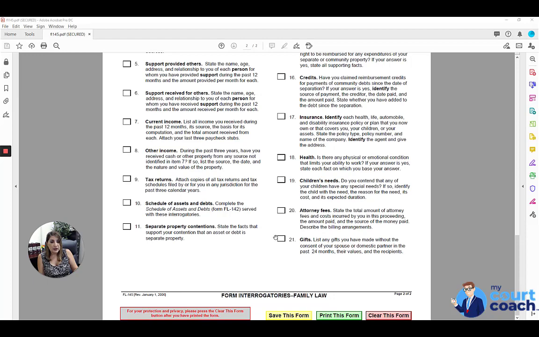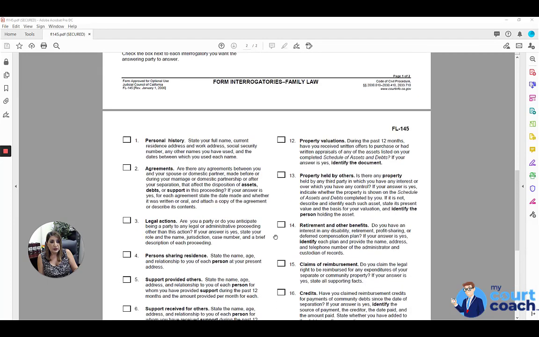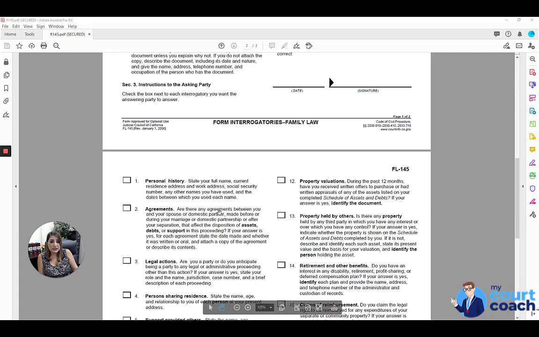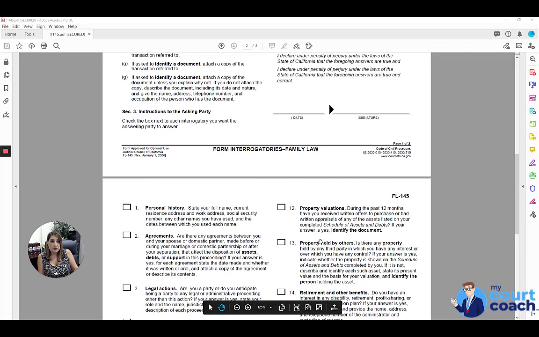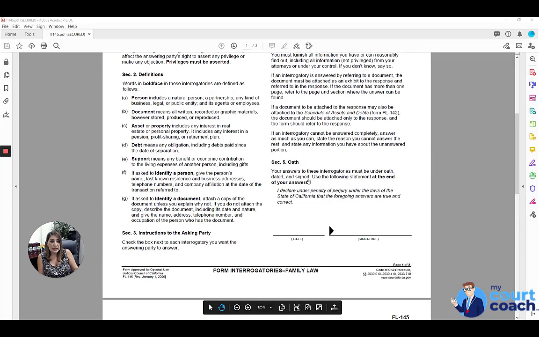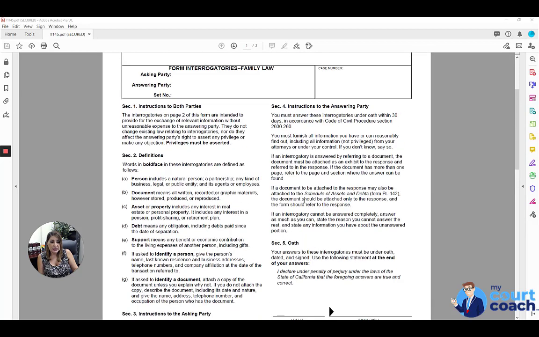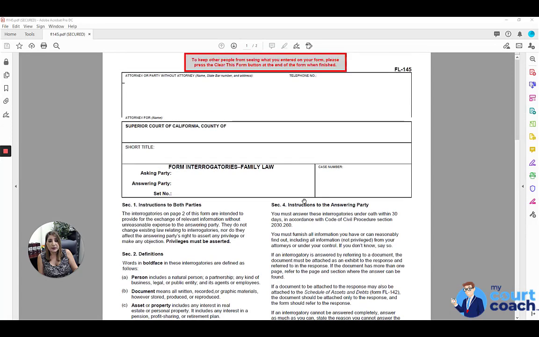The other side would then have to serve this response on you within 30 days of date of service with all the requested documents that they're to provide pursuant to these form interrogatories, and again, their statement under penalty of perjury, attesting to the veracity of the statements made herein.